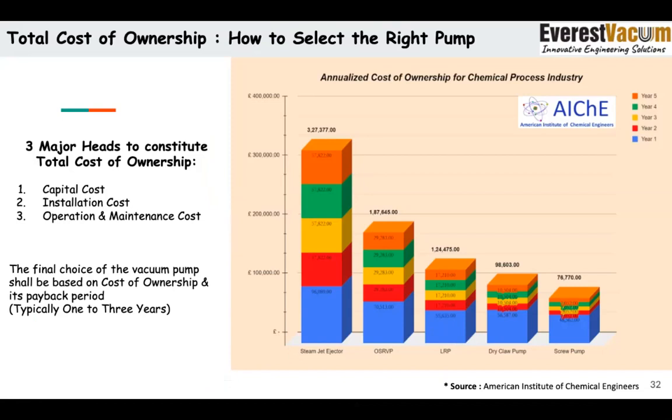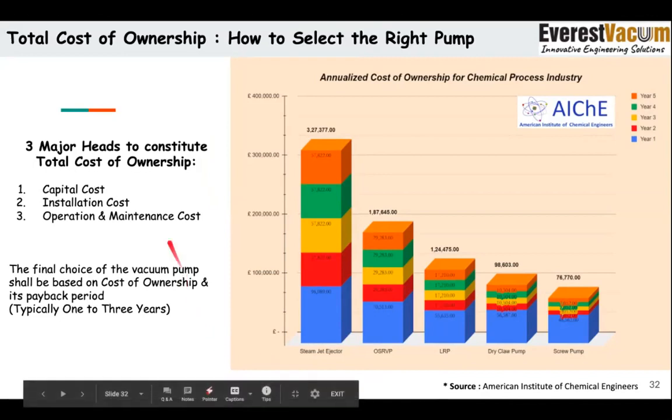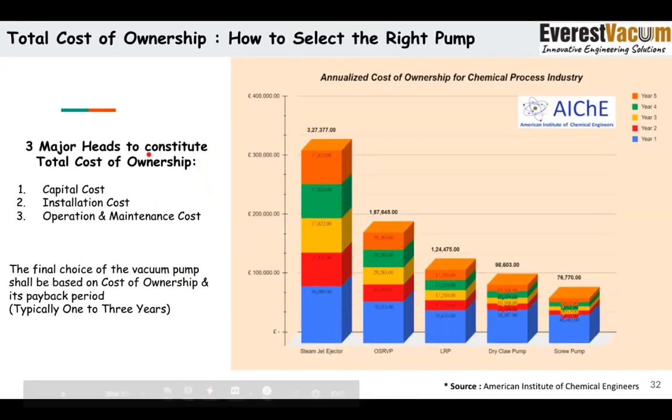Now, one concept that is very important over here is total cost of ownership and how to make the right selection of vacuum pumps. Vacuum pump cost of ownership can be categorized into 3 categories. One is the capital cost, then the installation cost, and then the operation and maintenance cost.